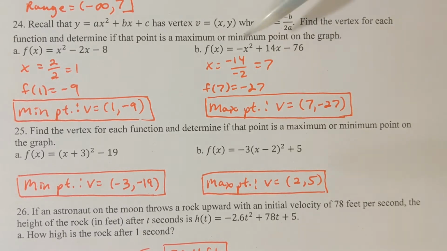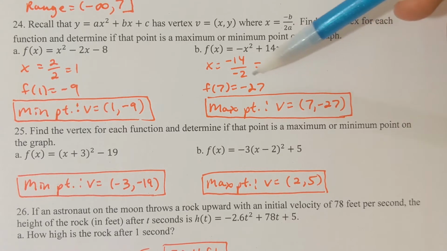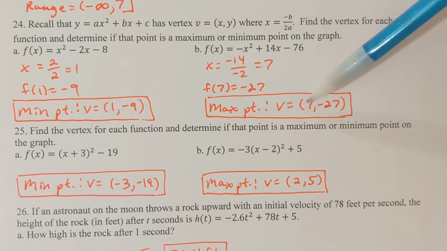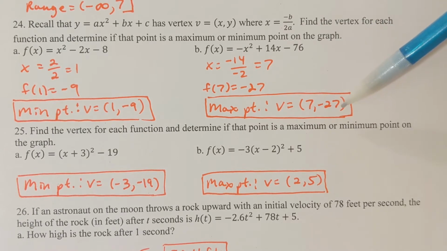Okay, so if I plug that in, 7 squared is 49. There'd be a negative in front of that, so negative 49 would be at the beginning. 14 times 7 is 98. Okay, so if I have negative 49 plus 98, that would be 49. And then minus 76 would be negative 27. Okay, so (7, negative 27), that would be the highest point on the parabola then. Okay, that'd be the vertex.